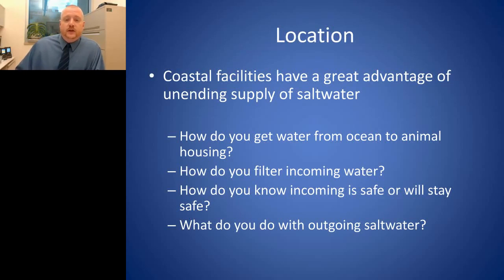When we talk about location, coastal facilities have a great advantage because we have an unending supply of seawater. It's very helpful. But that raises some other issues. How do you get water from the ocean to your animal housing, or from a large lake to your animal housing, however you are? And then, say you can get water, how do you filter it? And then, do you know that the incoming water is safe, and will it stay safe? You can test it in one part of the year, and then test it a different part of the year, and perhaps some values have changed.